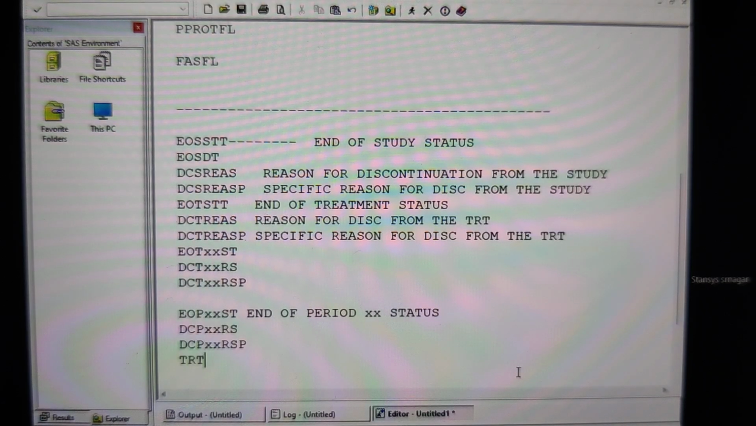Then we are going to have treatment compliance. How compliant is the subject with the treatment? If the subject is following the study protocol, or if there are any protocol deviations, how compliant is the subject with the treatment? That information we can find in TRT CMP, treatment compliance.